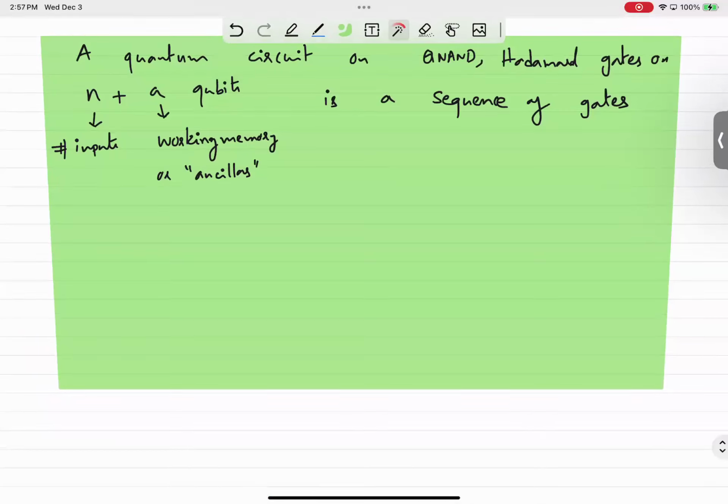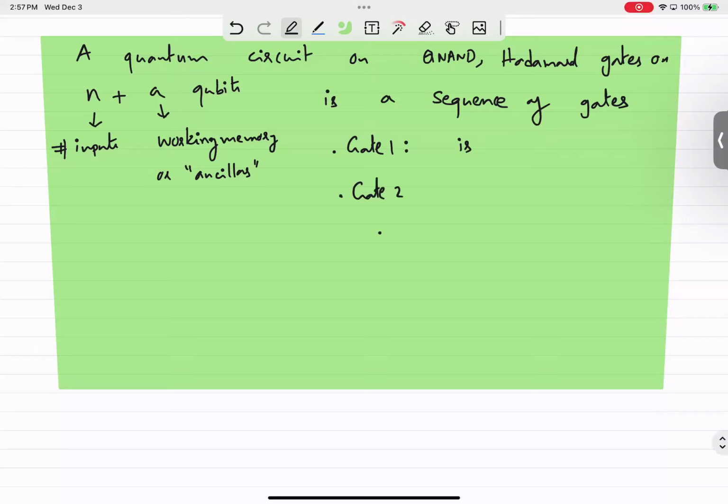All right. So definitions wise, if you're careful like this, things are pretty simple. Is a sequence of gates. I have n plus a qubits, and I have a sequence of gates now. So gate 1 is, then I have gate 2, so on up to gate S.